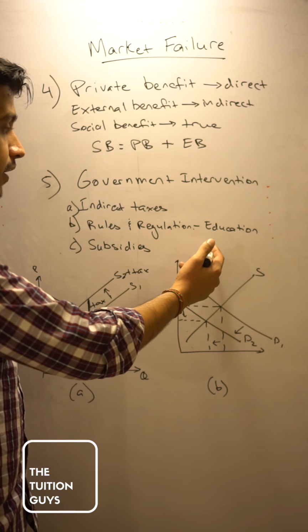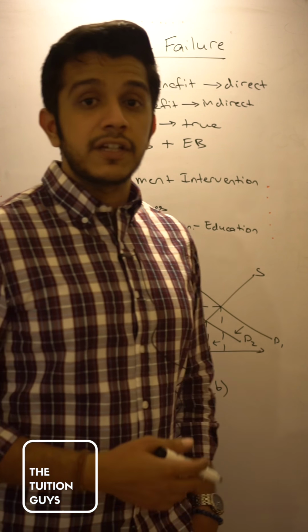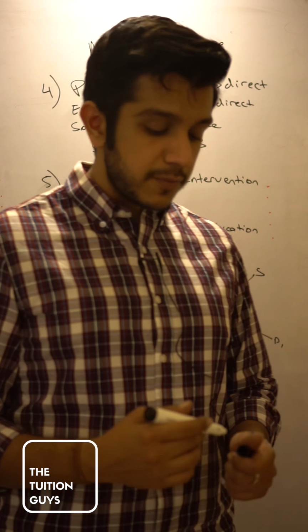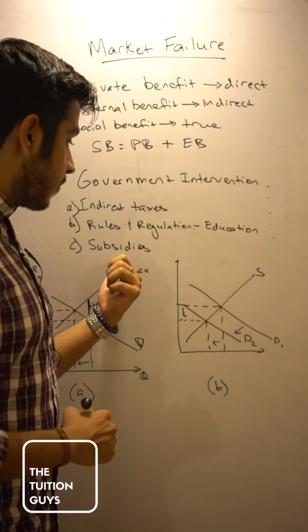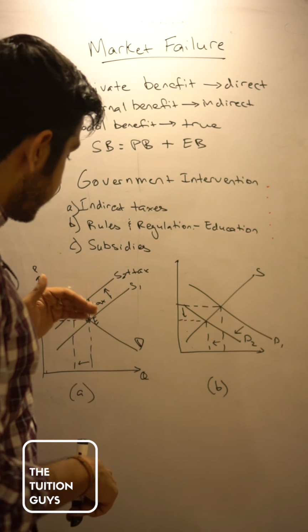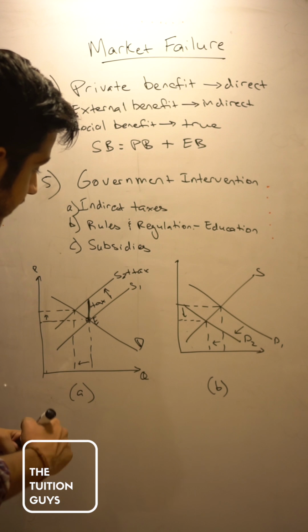Now, one form of corrective measure is also through education. The government could involve this in the curriculum of the school board and so on, and therefore they start fixing these issues of market failure. And the last form of government intervention is through subsidies. Now, if there's a subsidy happening, I'll draw on the same diagram over here.